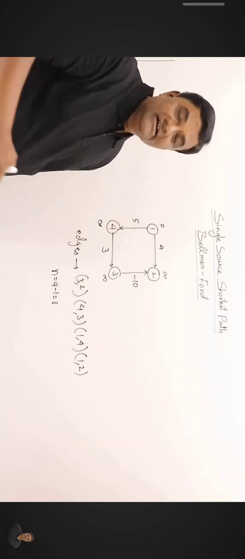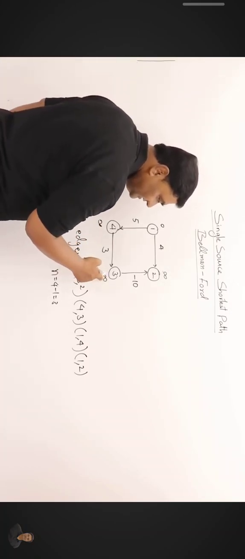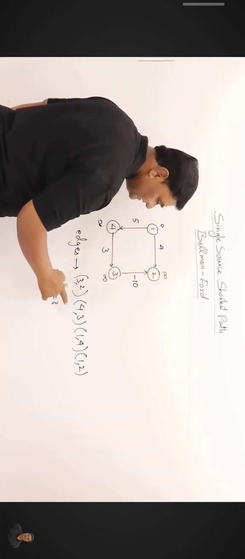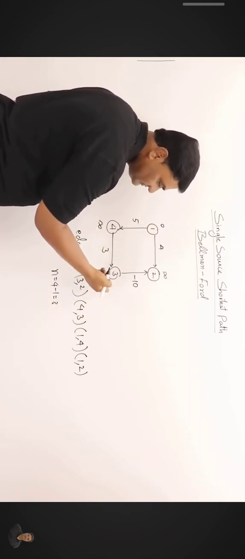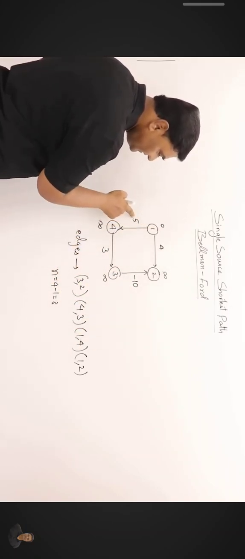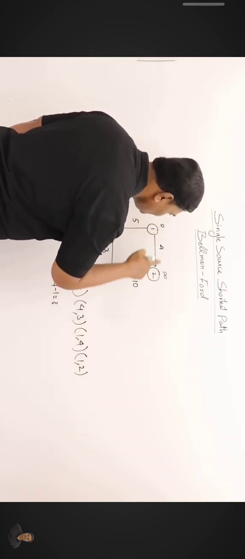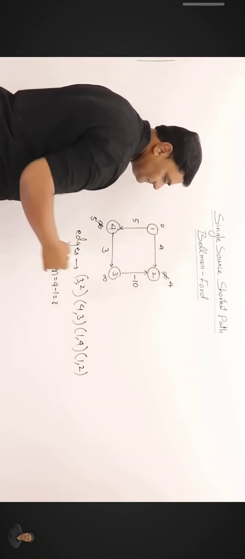So let us relax all the edges one by one. First 3, 2: infinity minus 10 is infinity only, so no change. 4, 3: infinity plus 3 is infinity only. Then 1, 4: 0 plus 5, 5 is less than infinity, so change it to 5. Then 1, 2: 0 plus 4, 4 is less than infinity, change it to 4. One time I have already relaxed.